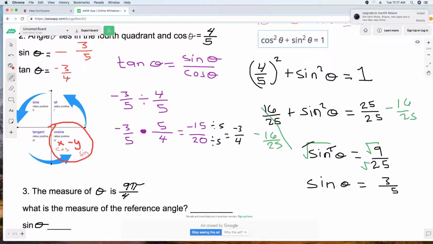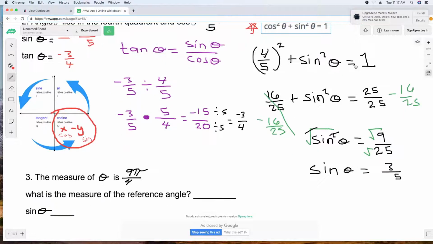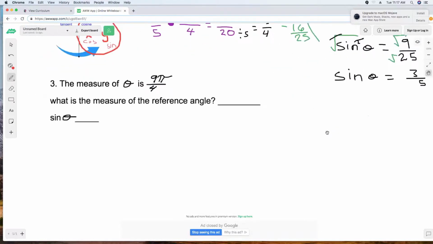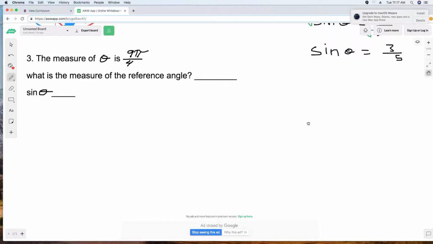Any questions about this? Okay, perfect. And just make sure that you write this formula down. You will use it on the post test. Okay, let's move on to what I believe is the last question on the unit circle.